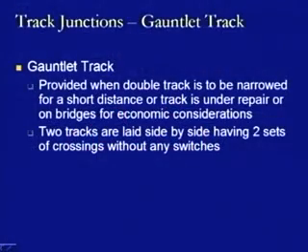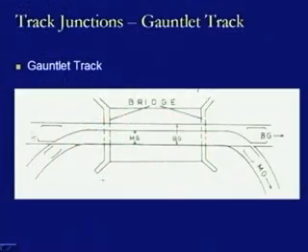The two tracks are laid side by side, having two sets of crossings without any switches. So, there is no chance of movement from one track to the other track in this case, and that is why there is no switch in between, because we are not interested in providing the movement from one track to another track, being the specifications may be different, or being that one track is not in use, and therefore, there is no point in making that switch over. We will be looking at the diagram of this gauntlet track. Here what we see is that this is a main track being provided, and this main track is of a broad gauge specification.